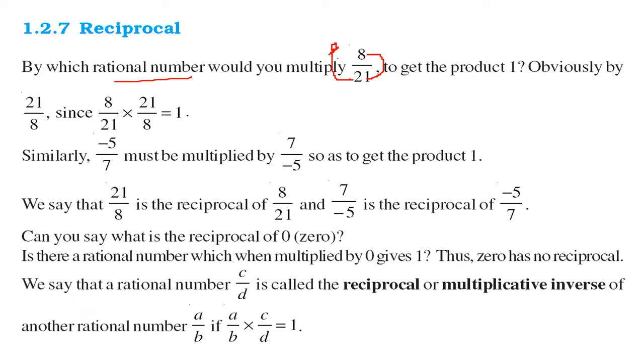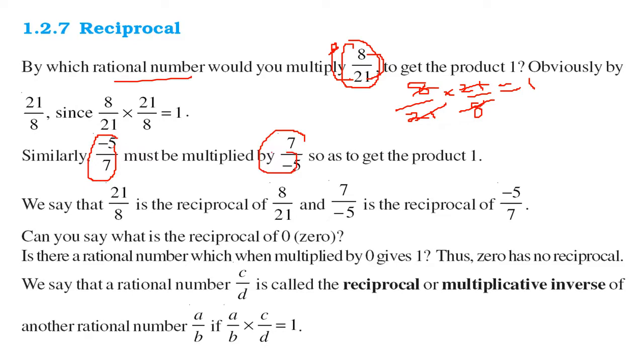Any rational number of this form, say 8 by 21, if you multiply this 8 by 21 with 21 by 8, what do you get? 8 gets cancelled, 21 gets cancelled, and you get 1, right? So minus 5 by 7 multiplied by 7 by minus 5, you also get 1. Here 21 by 8 is the reciprocal of 8 by 21. In this case, this one is the reciprocal of minus 5 by 7.